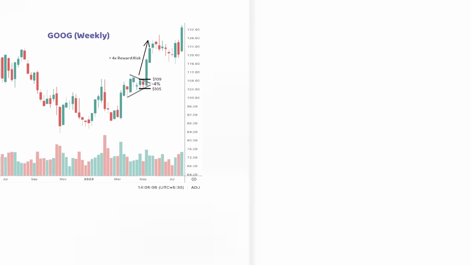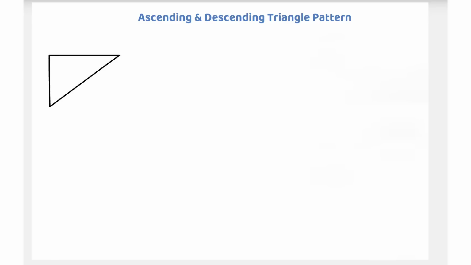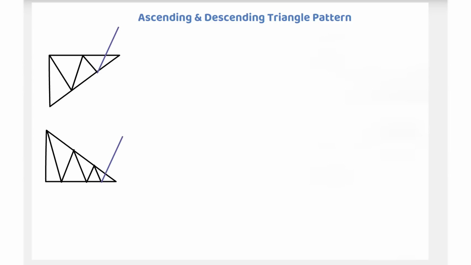Next on the list, we have an ascending and descending triangle pattern. As the name suggests, these patterns resemble either an ascending triangle or a descending triangle. Again, continuation patterns. The breakout happens when the price breaches the upper trend line, and the stop loss is mostly placed at the lower trend line.